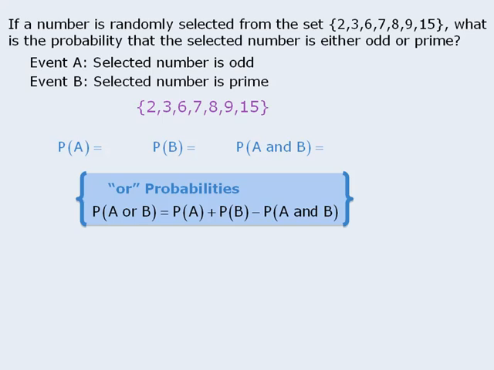Now, event A is selecting an odd number. Since 4 of the 7 numbers are odd, the probability of event A is 4/7. Event B is selecting a prime number. Since 3 of the 7 numbers are prime, the probability of event B is 3/7. Finally, events A and B together. Since 2 of the 7 numbers are both odd and prime, the probability that events A and B occur together is 2/7. We can now calculate the probability of event A or event B occurring by plugging our information into the formula to get 5/7.